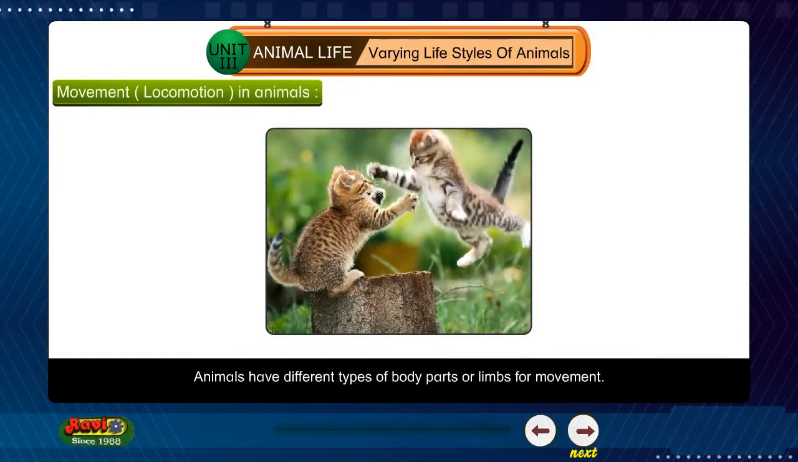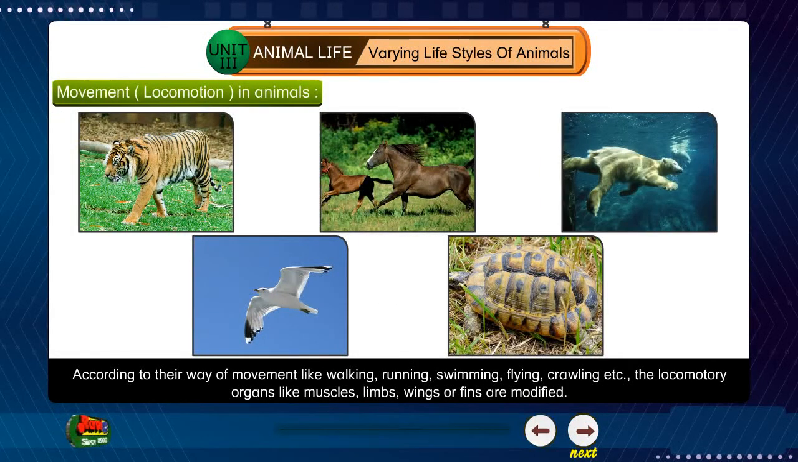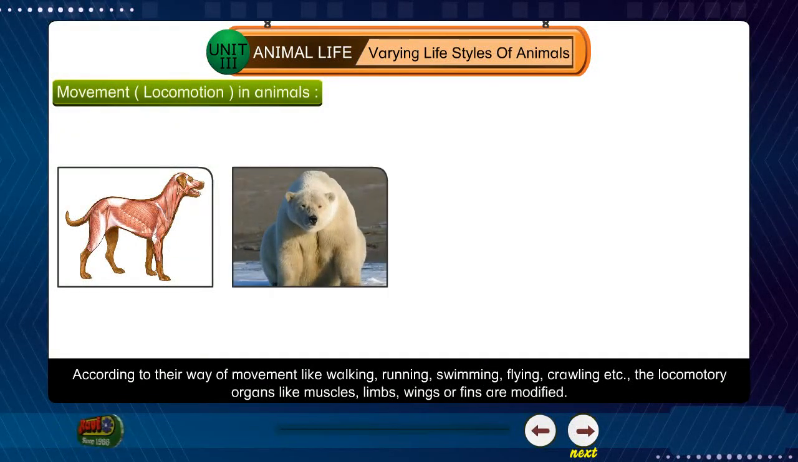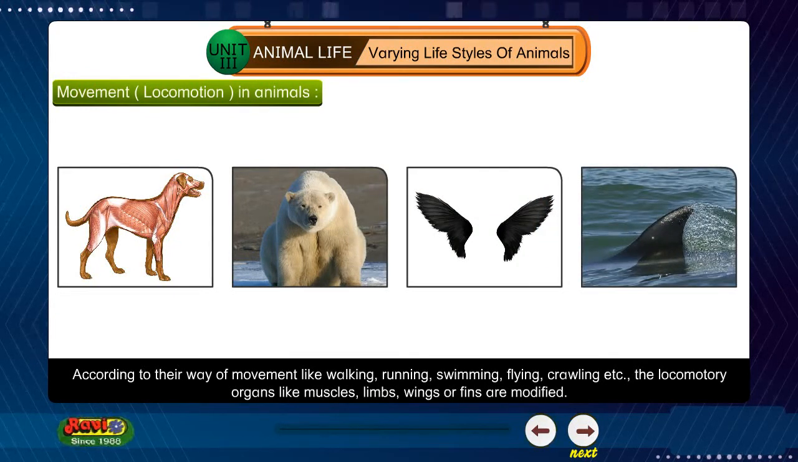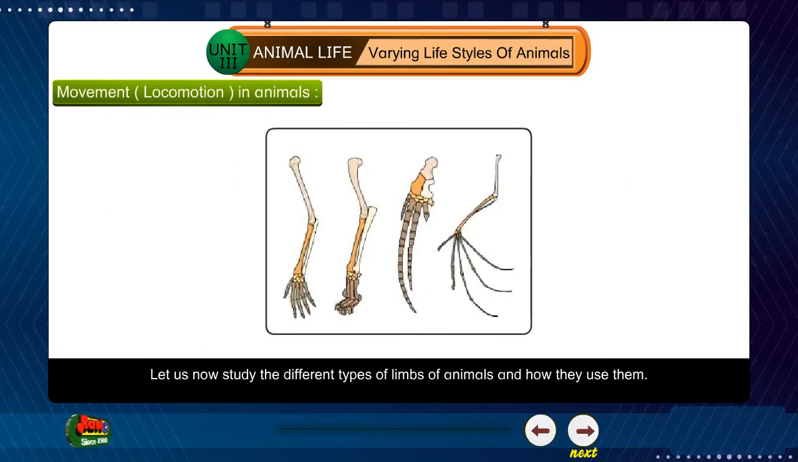Animals have different types of body parts or limbs for movement. According to their way of movement, like walking, running, swimming, flying, crawling, etc., the locomotory organs like muscles, limbs, wings, or fins are modified. Let us now study the different types of limbs of animals and how they use them.